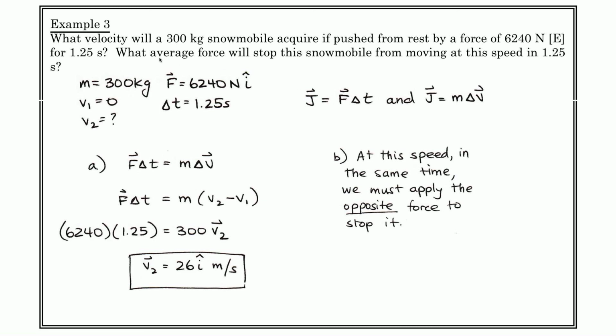We can then try and answer this second question, but really we're just going to answer this with a small explanation. At this speed, and in the same time, we have to apply the opposite force to stop it, and it would just be the exact reverse of this. But now this would be V1, and of course V2 would be 0. And if we do that, we end up getting a negative, and we can prove to ourselves that of course we get negative 6,240 newtons in the i hat direction.